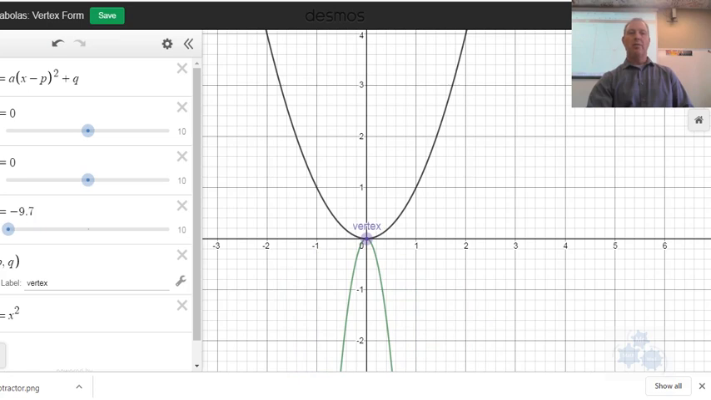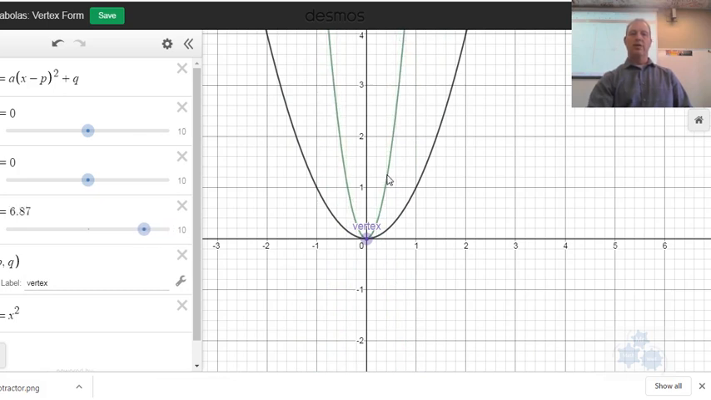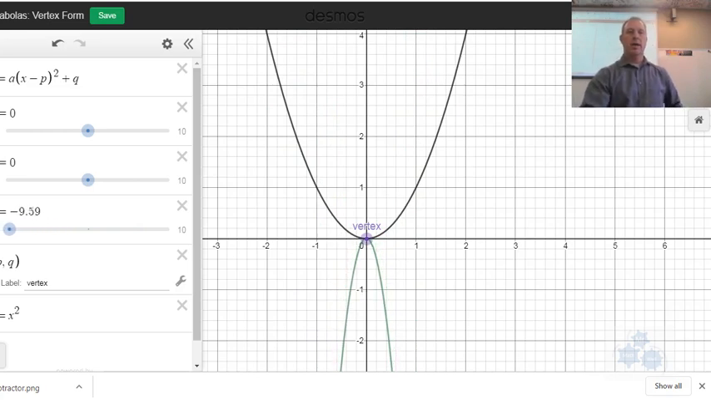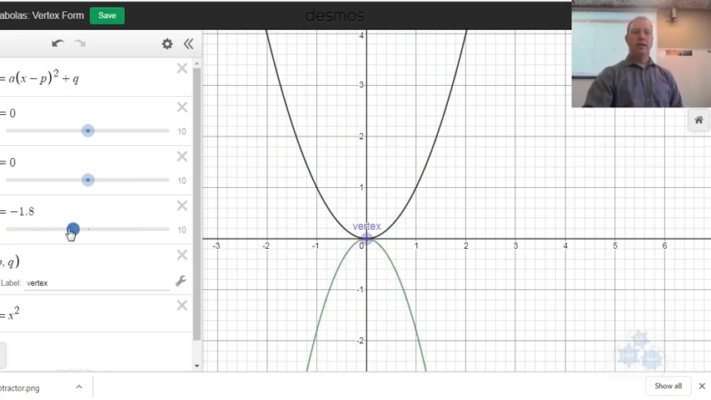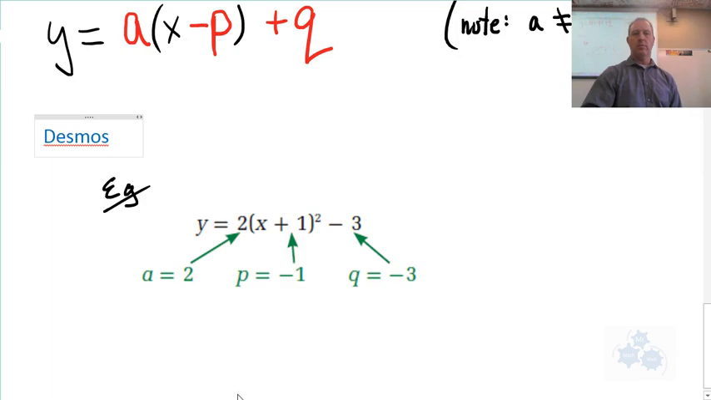So I'm going to let this A value move from negative 10 to positive 10, and you can see what's happening. Okay? So this is a very large positive number, and now it's coming back down. It's going to pass through 1 here, through 0, and down to negative 10. Okay? And when a equals 1, that is called a normal width for a parabola. That's normal. Okay?